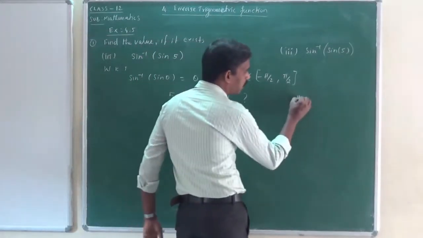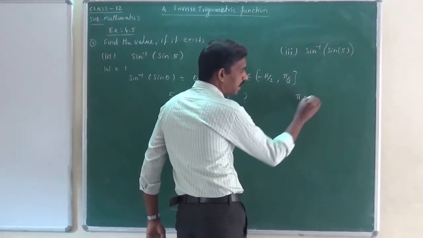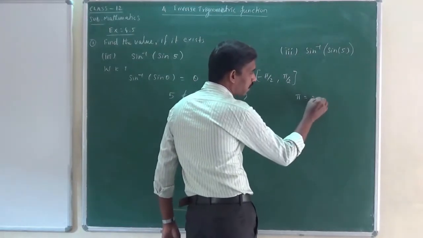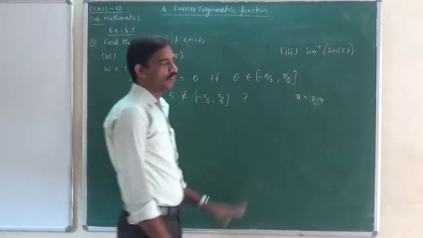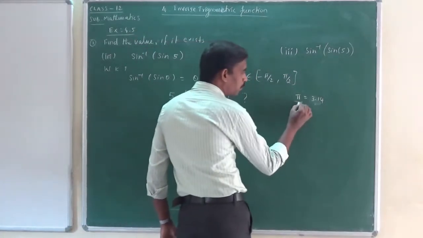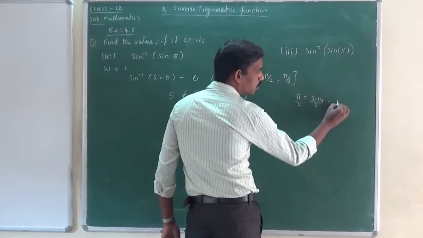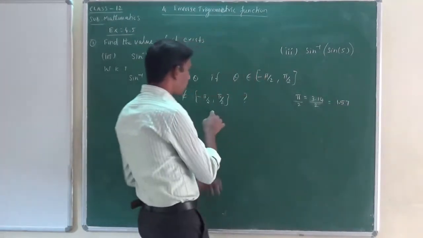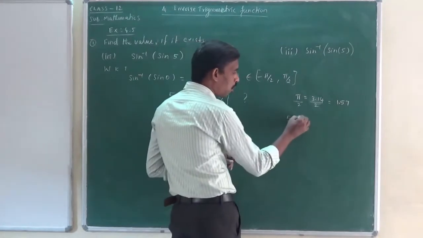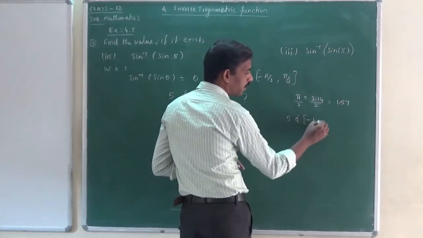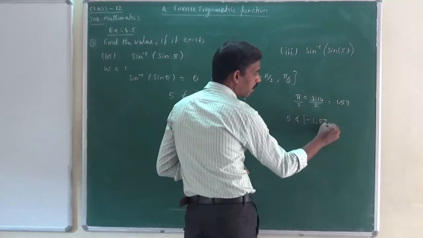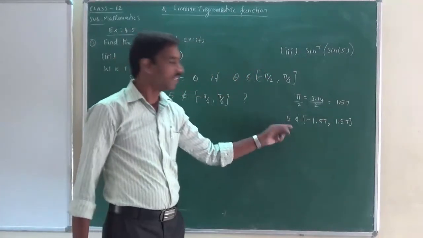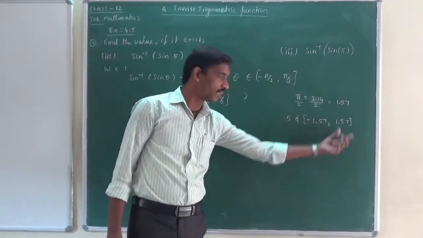So listen here. We know very well pi is nothing but 22 divided by 7, which is written like 3.14. Now divide by 2. What do you get? 1.57. So 5 does not belong to the interval of minus 1.57 to plus 1.57. Isn't it? So 5 is the bigger number. Then this 5 does not belong to the interval.